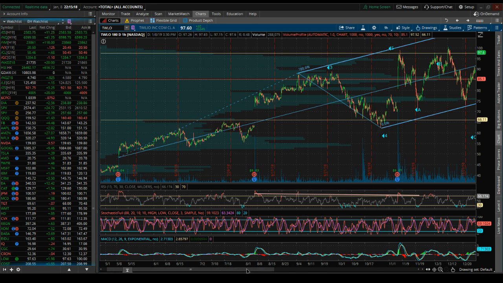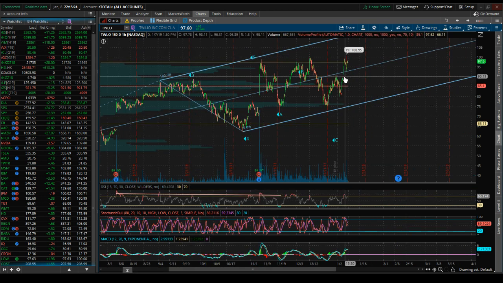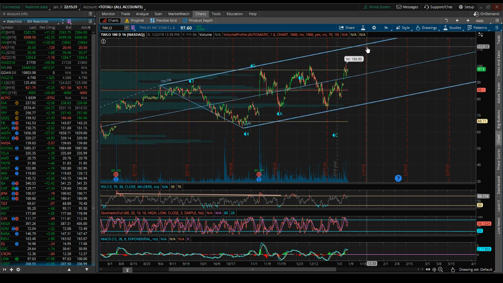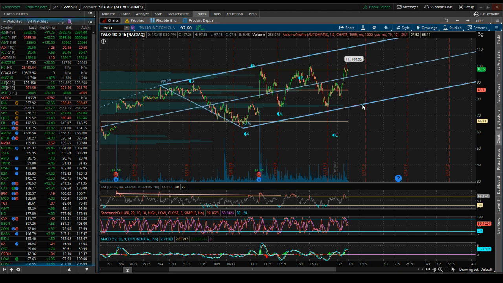Twilio does like to jump around. But it is holding this median line right here. So after a nice gap up, it might pull back a little bit and then give you a nice little launch back up to this 111 level. So it's definitely worth looking there.